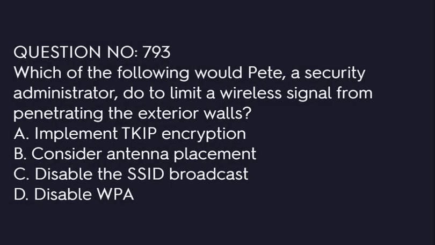Question number 793. Which of the following would Pete, a security administrator, do to limit a wireless signal from penetrating the exterior walls? A. Implement TKIP encryption. B. Consider antenna placement. C. Disable the SSID broadcast. D. Disable WPA. B.